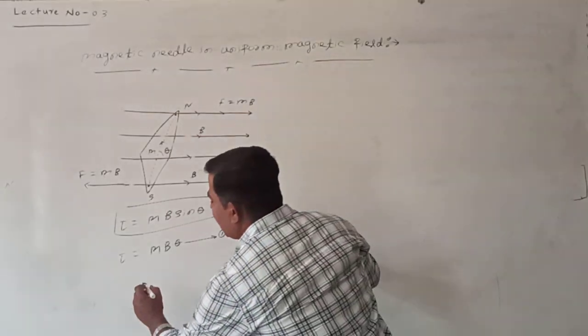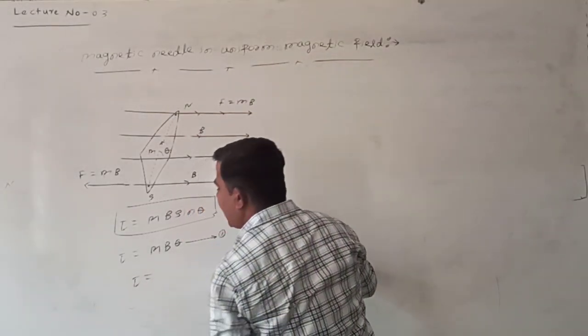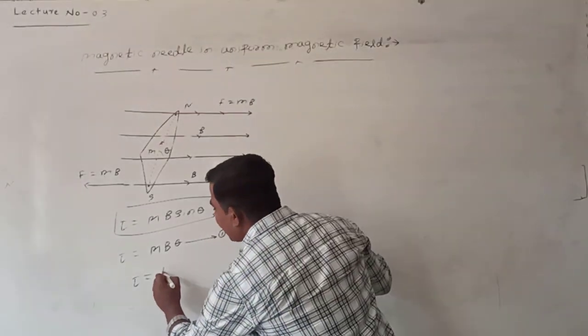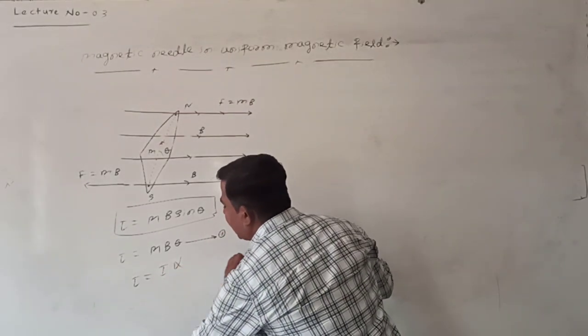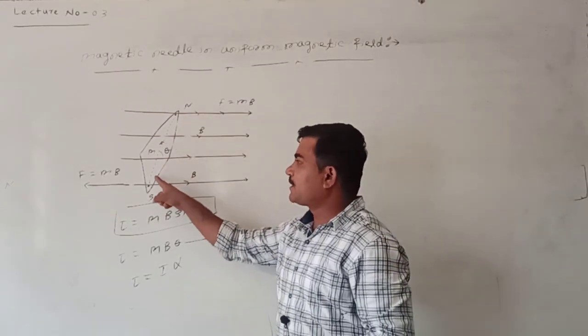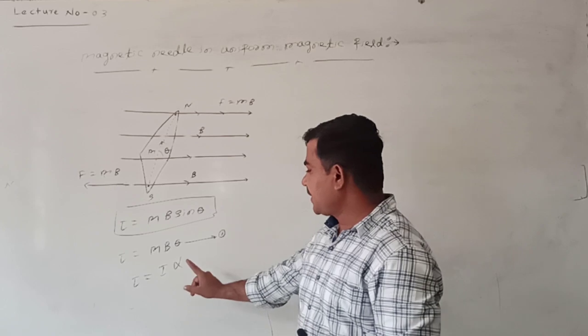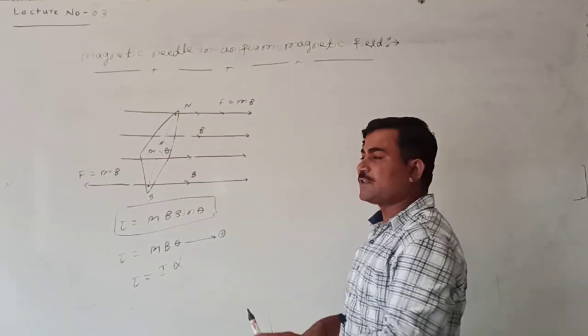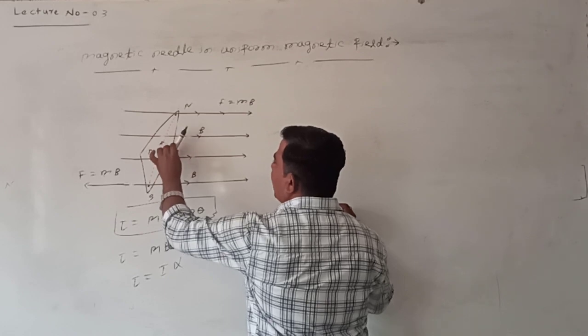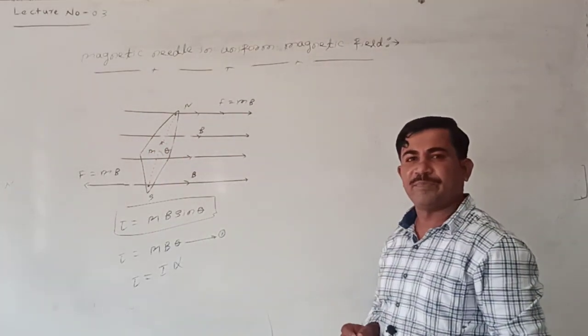If the particle has moment of inertia and it has angular acceleration alpha, then torque tau is equal to I into alpha, right? What is I? The moment of inertia of the magnetic needle. And what is alpha? Angular acceleration, because it oscillates like this. This is oscillation, it makes an angular acceleration alpha.